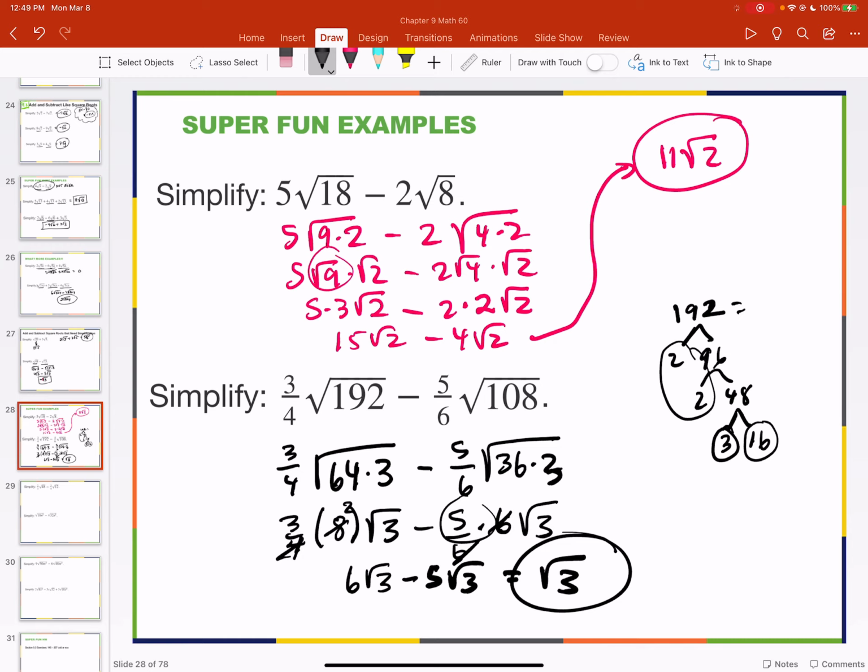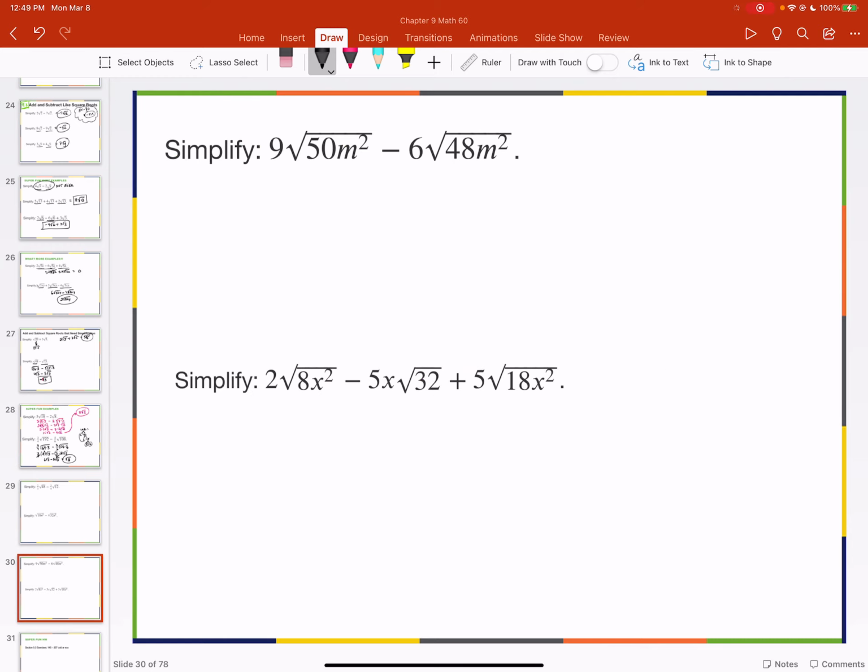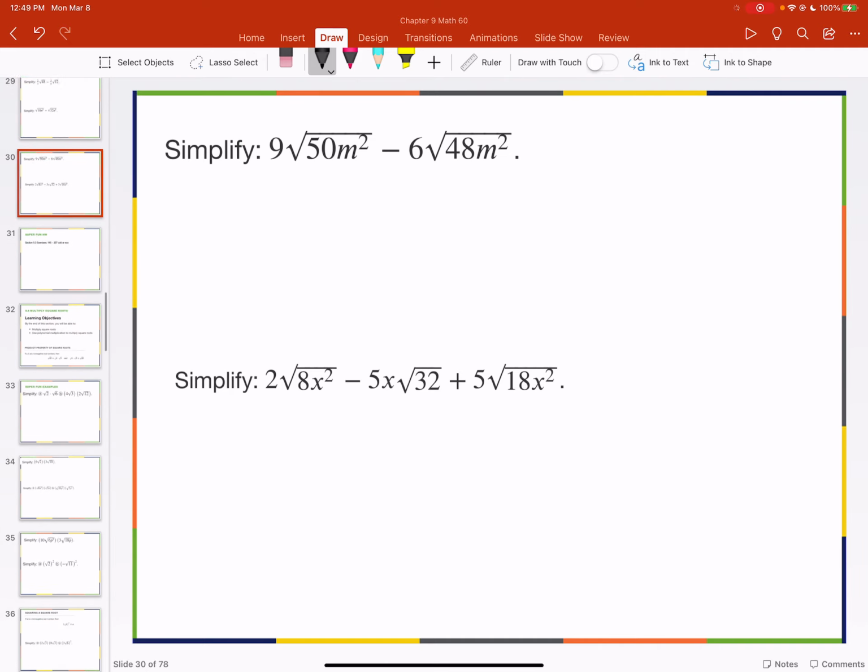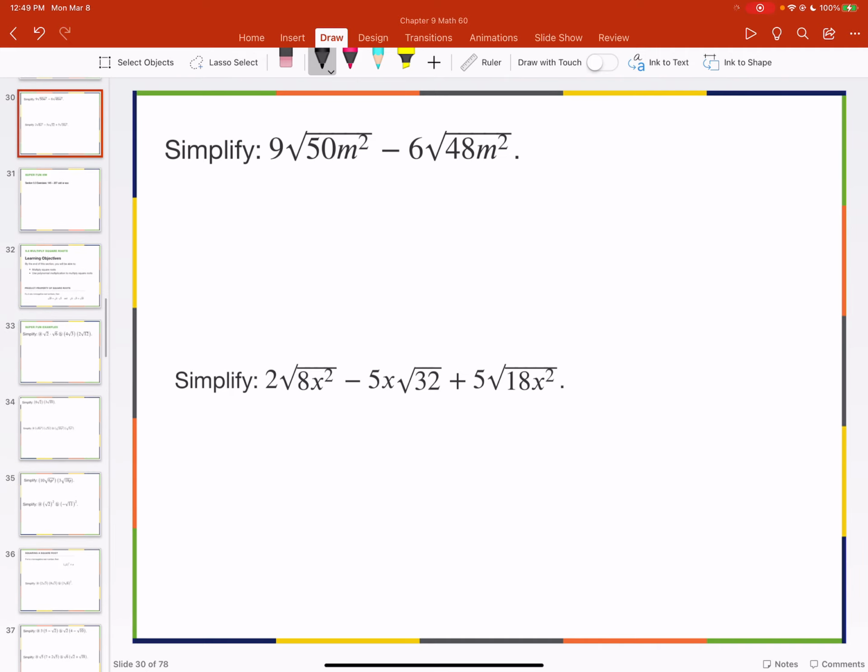Okay? All right. Let's do a couple more here. How about this one? 9 square root of 50m squared. So this is just going to be 9 square root of 25 times 2m squared, right? So that's just going to be 6. Remember, 48 is 16 times 3. So 16 m squared times 3.